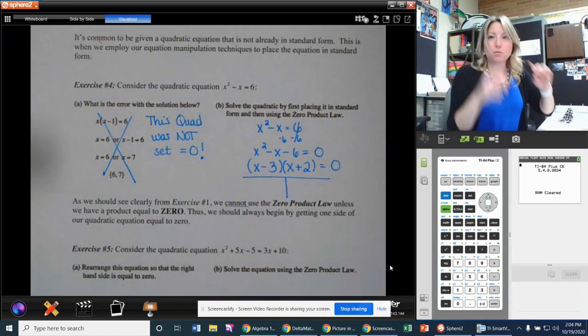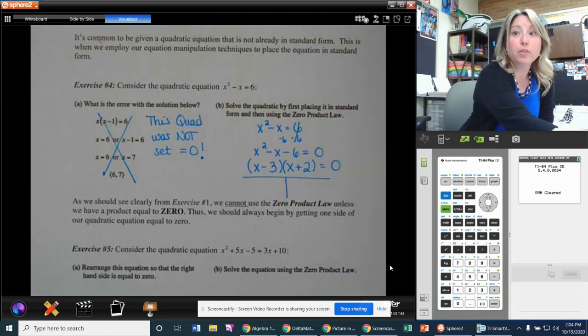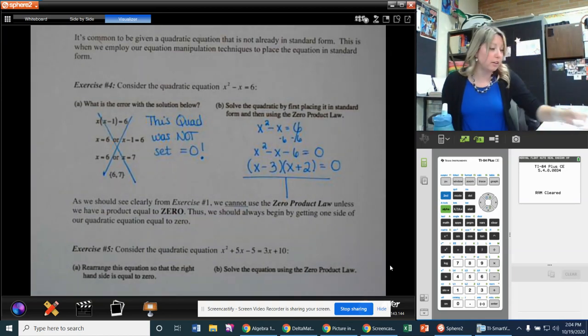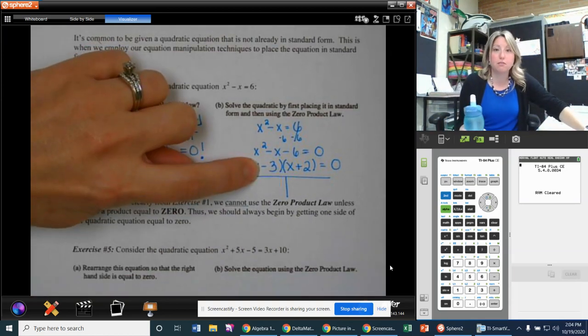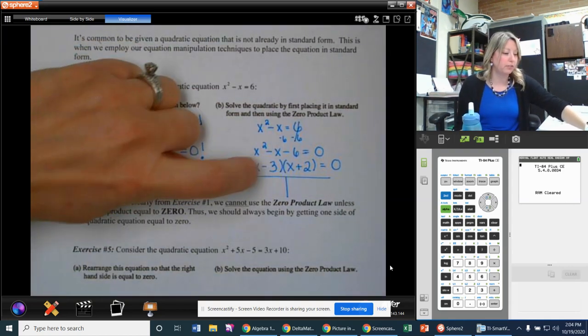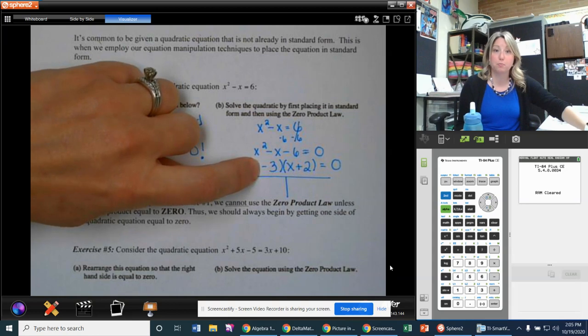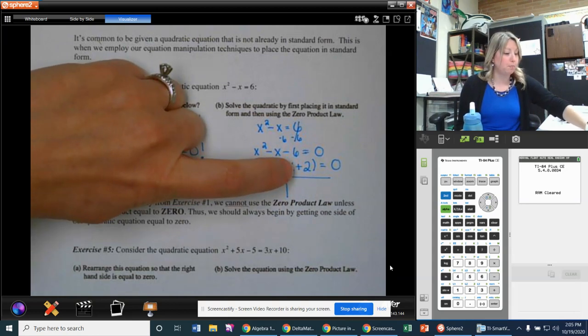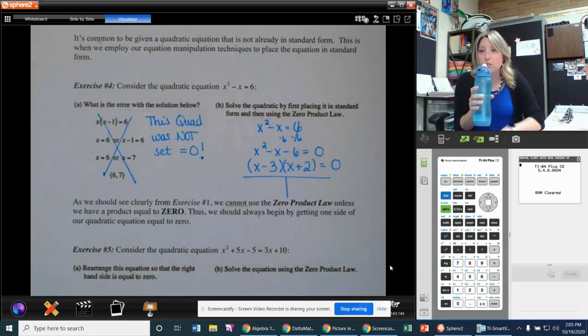The bigger factor between a 3 and a 2 is the 3. So the 3 has to have the same sign as the middle. So the 3 has to have the negative. Because my end term was negative, they are different signs. So I've already used the negative over here with the bigger factor. That leaves the other one to be the positive.